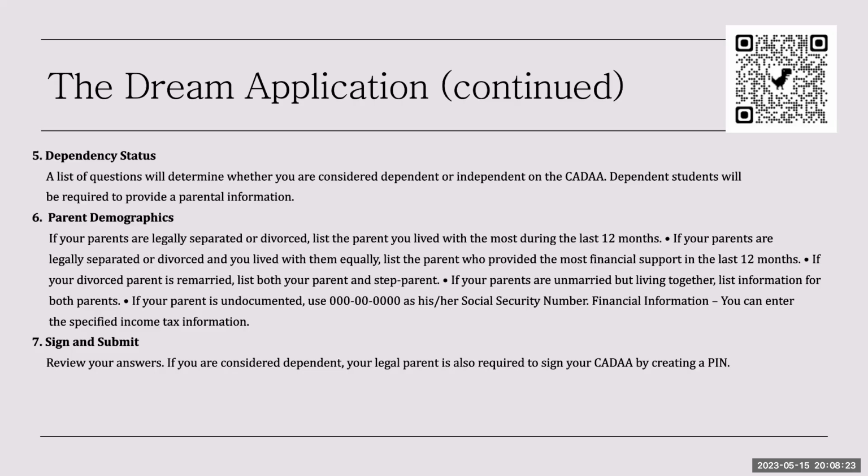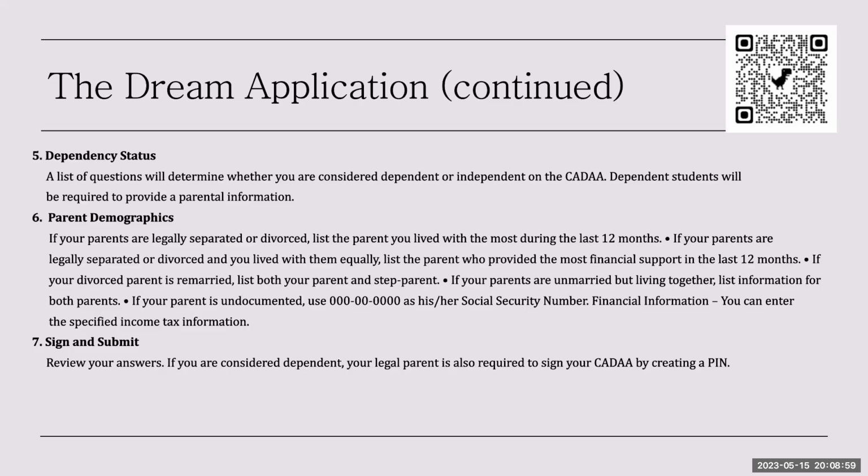Okay. Parent demographics. If your parents are legally separated or divorced, then you're listing the parent you lived with the most during the last 12 months. If your parents are legally separated or divorced and you live with them equally, list the parent who provided the most financial support in the last 12 months. If your divorced parent is remarried, list both your parent and step parent. If your parents are unmarried but living together, list information for both parents. If your parent is undocumented, use all zeros as their social security number. That's the same thing for FAFSA.